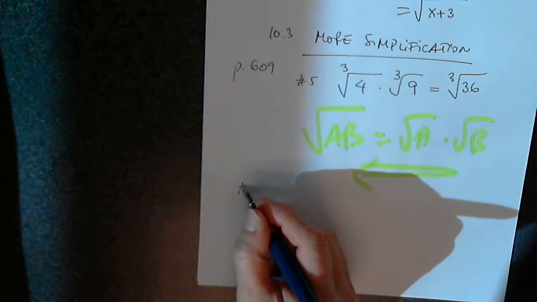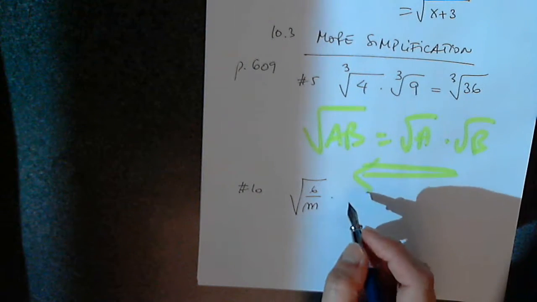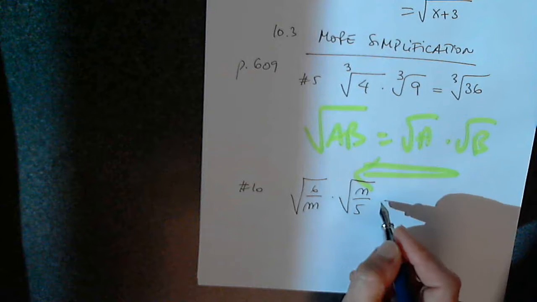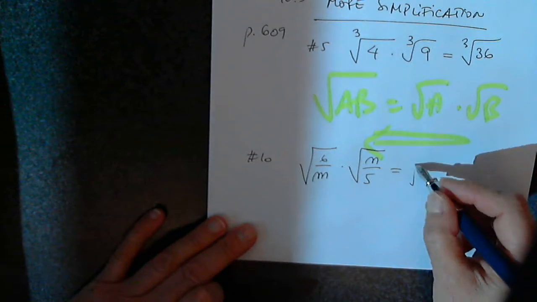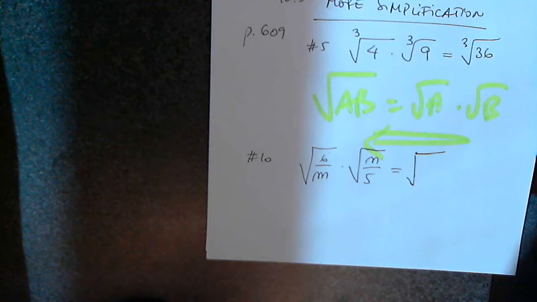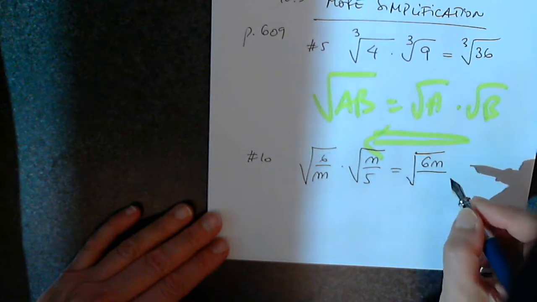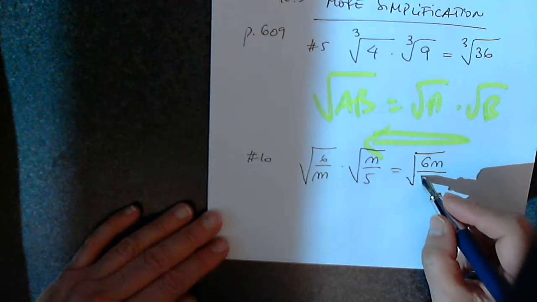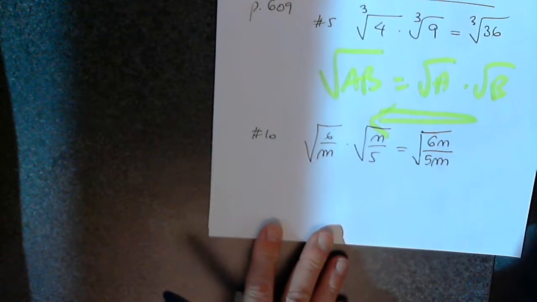What about 10? Same page, 609. The square root of 6 over m multiplied by the square root of n over 5. Do they have the same index? Yeah. So then I copy the radical, and I get 6n over 5m. Very good. Any questions?